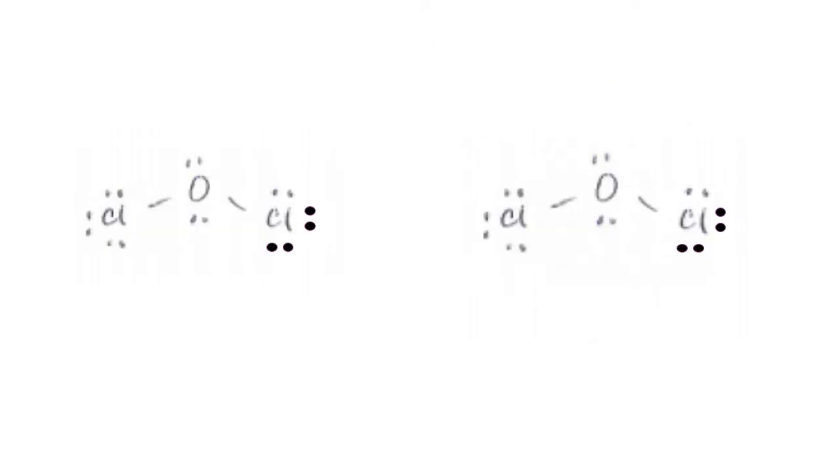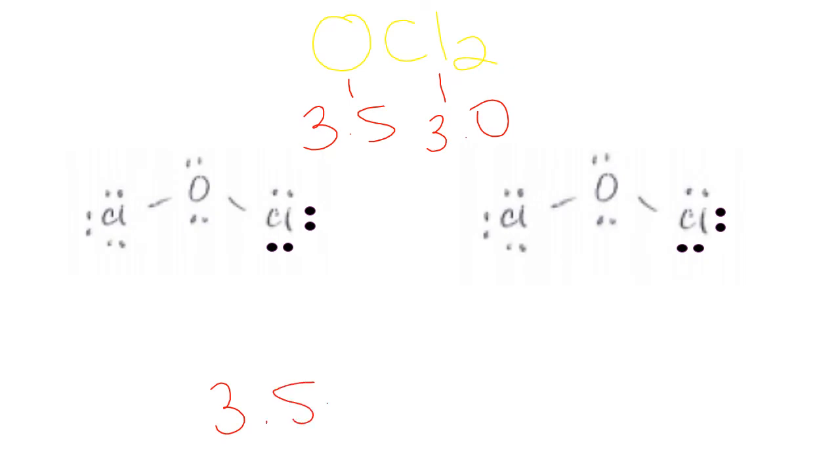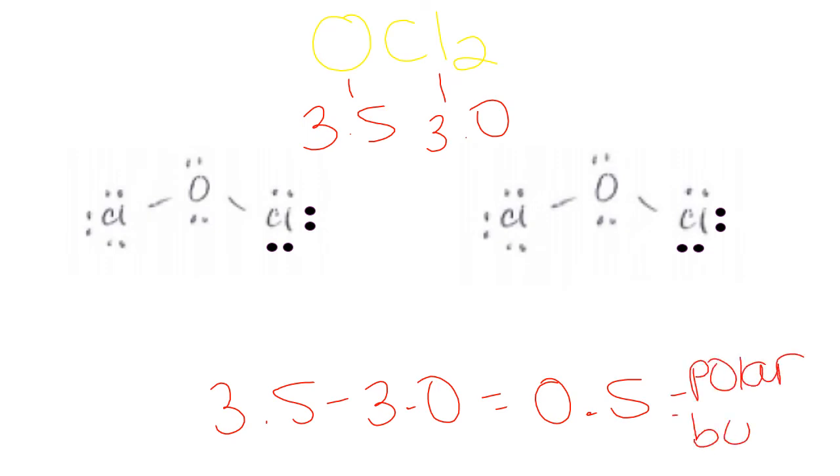Another example, OCl2. Okay, so I go to my table. Oxygen's electronegativity is 3.5. Chlorine's electronegativity value, 3.0. 3.5 minus 3.0 is 0.5. So that is a polar covalent bond. And so we need to add symbols.